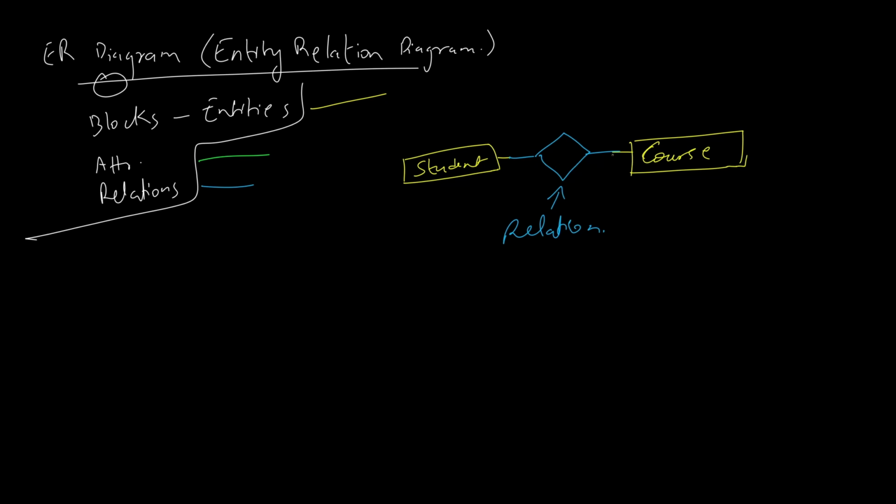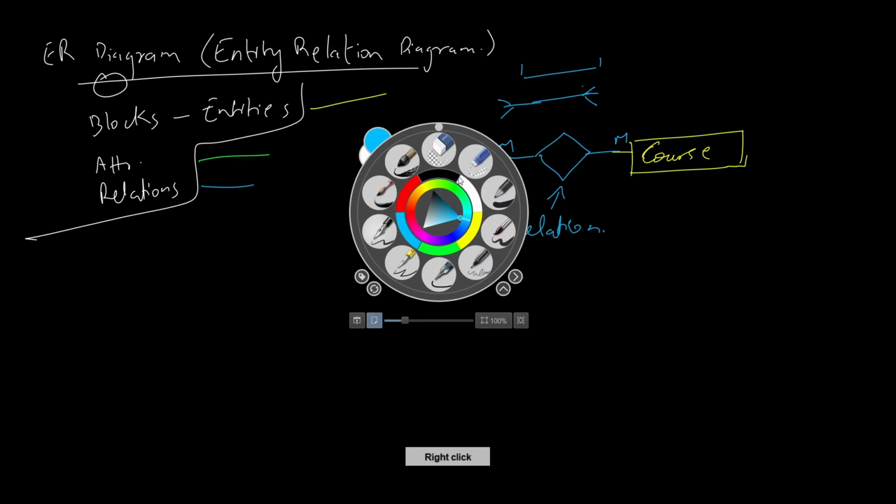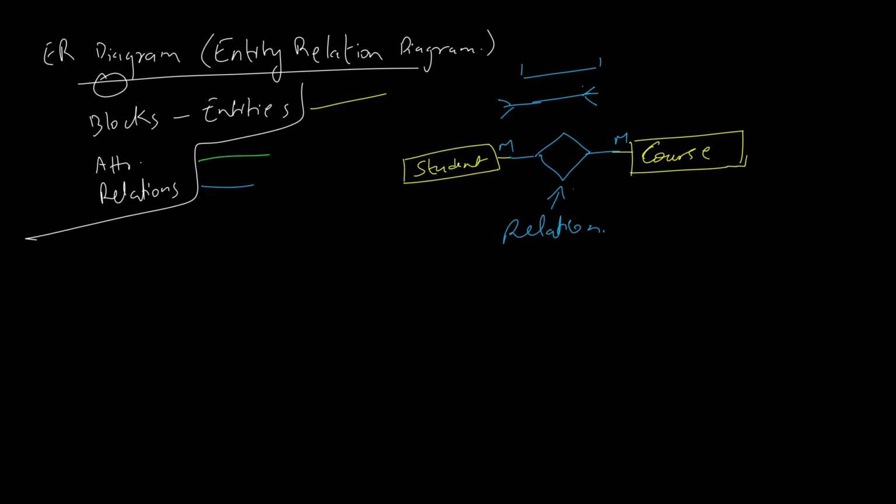Now, this relation is made specific by the cardinality, as I said before. You can use the crow's foot notation over here. This is many, and this symbol is one, or you can just write m. It's a many to many relation. That's all. So entities like that and relation like this.